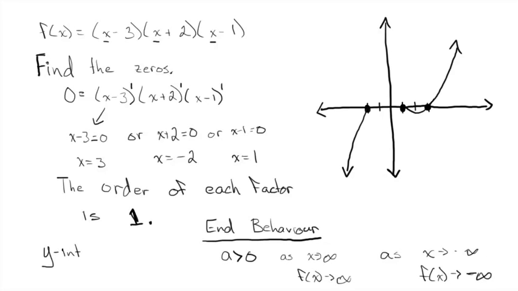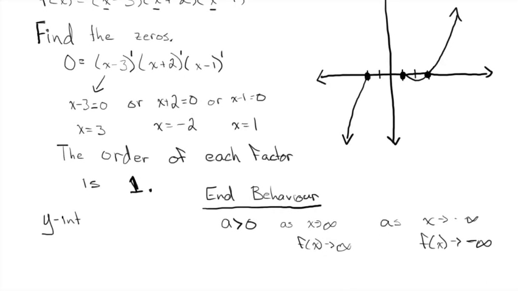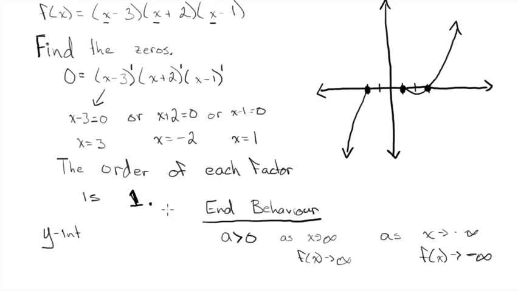One other thing you might want to do just to add some accuracy is to find the y-intercept. To find the y-intercept, you just set your x value equal to 0. So let x equal 0. So y would equal 0 minus 3, 0 plus 2, and 0 minus 1, which would just be minus 3 times positive 2 times minus 1, which is 6. So my y-intercept is 6.